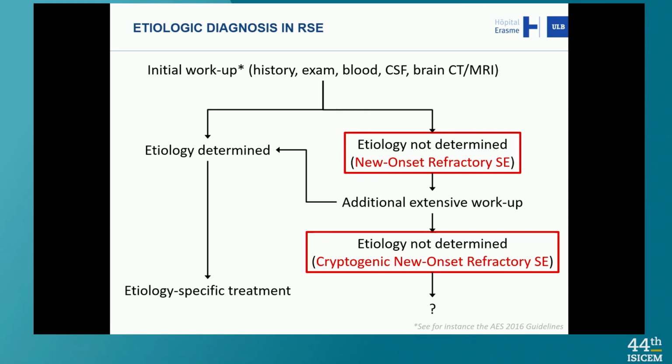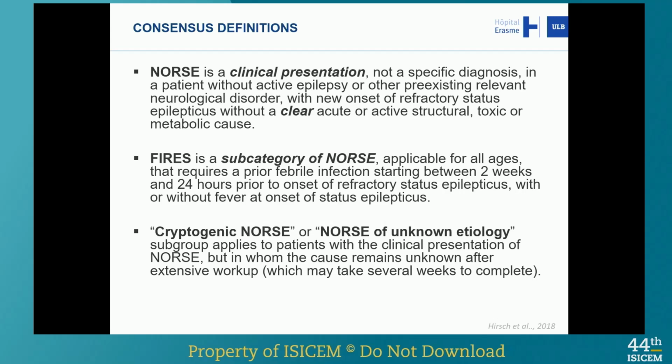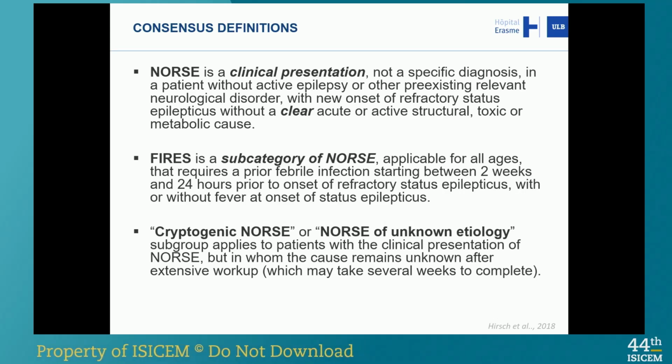Sometimes, and these are the very, very frustrating cases, despite this very extensive workup, you don't find an etiology, and that is what we have defined as cryptogenic new-onset refractory status epilepticus, or NORSE of unknown etiology, and that also applies to FIRES. You can have cryptogenic FIRES, cases where, despite extensive investigation, you don't find an etiology. And it's an area in which there's been quite a lot of recent developments in terms of understanding why this patient might have refractory status epilepticus, and I'll talk about them in a moment.